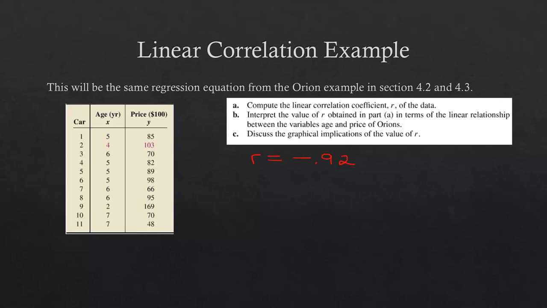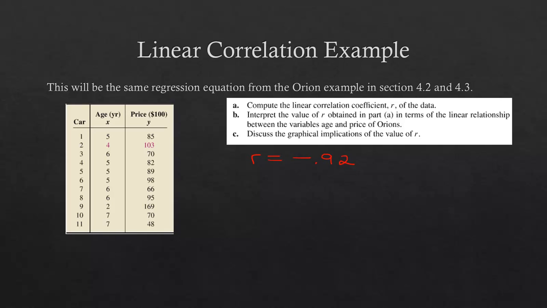Now, it's also important to note that if you have a strong correlation, like we do here, even though it's negative, we do have a strong correlation. That means you're going to have a strong coefficient of determination as well.